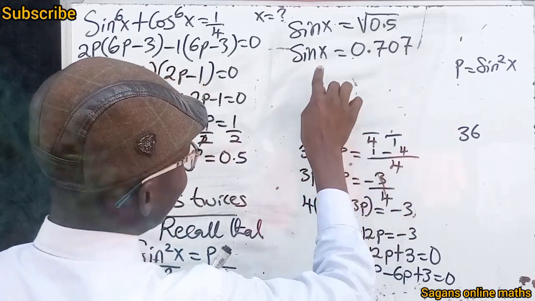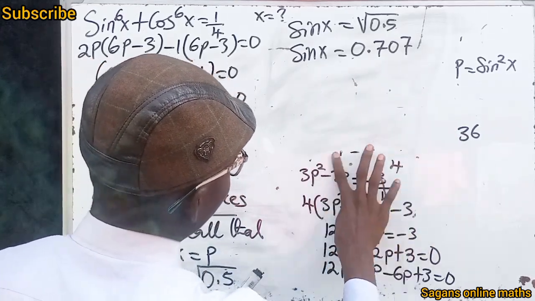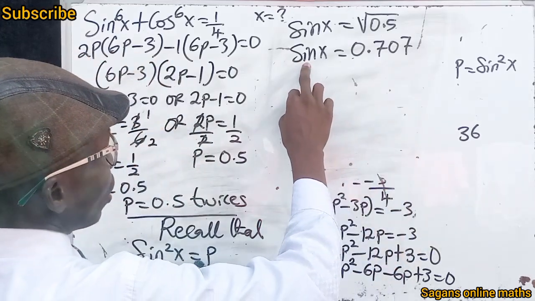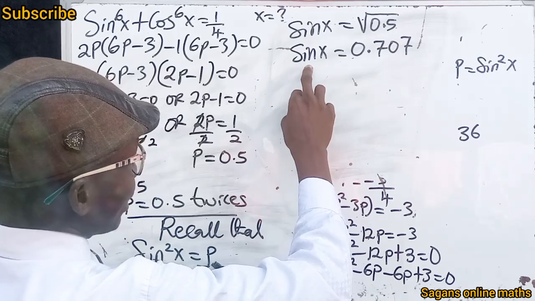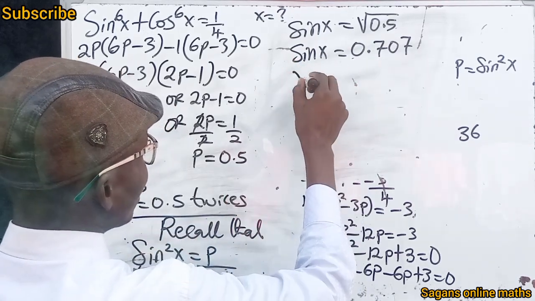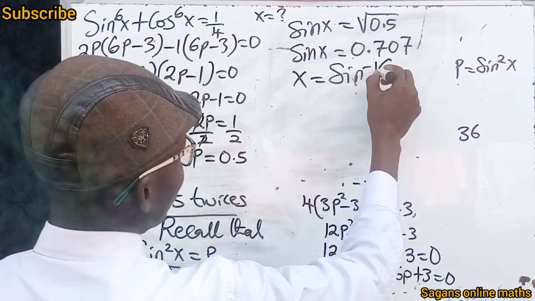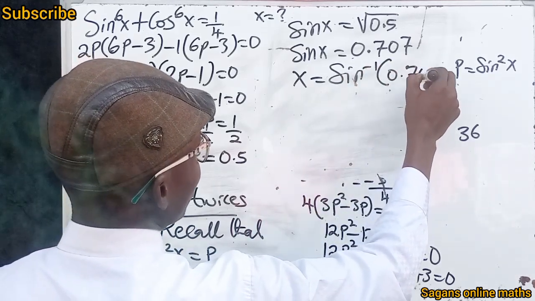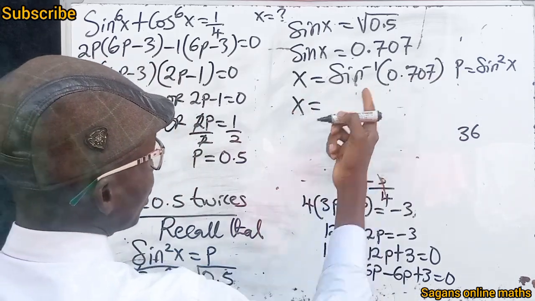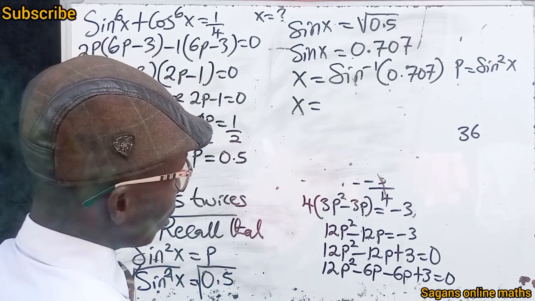So, what are we going to do? Remember, this is S we are looking for. Let's take the inverse of sine. If you take the inverse of sine, it simply means dividing both sides by sine. That means S will be equal to the inverse sine of 0.707. Sine inverse of 0.707 will give us what?